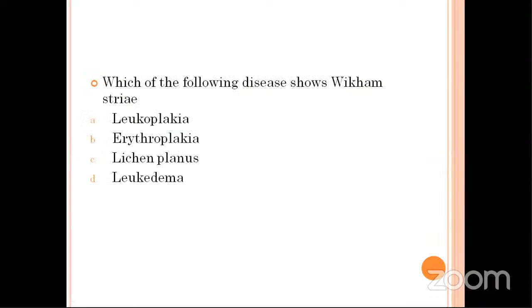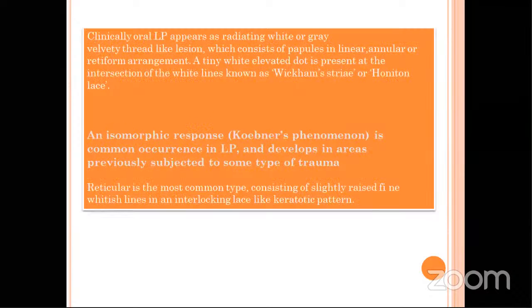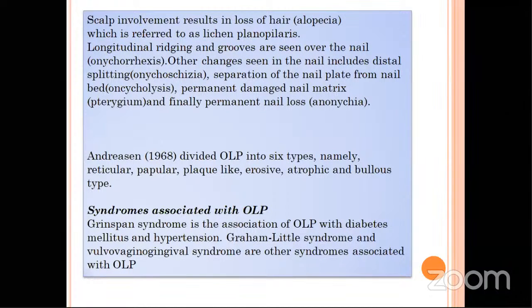Which of the following diseases shows Wickham's striae? It is lichen planus. Lichen planus is divided into 6 different types. You can take a screenshot of this slide because there are so many facts here. I've given the conditions and the features that are seen, and the syndromes associated with OLP are also given here. Please take a screenshot of this. Though I'm not able to cover it all, make use of it.